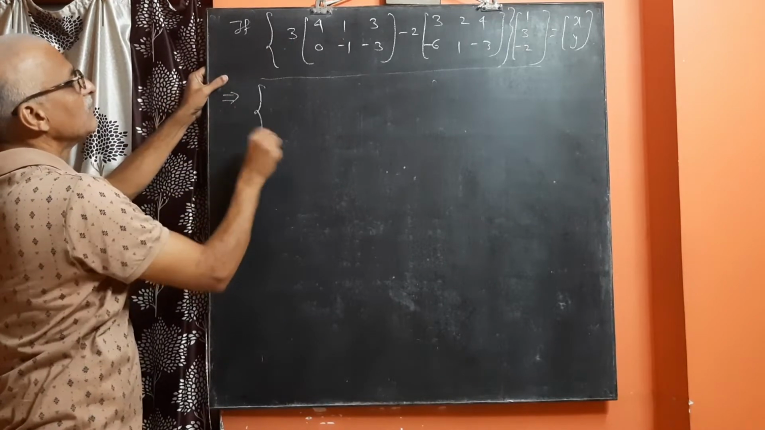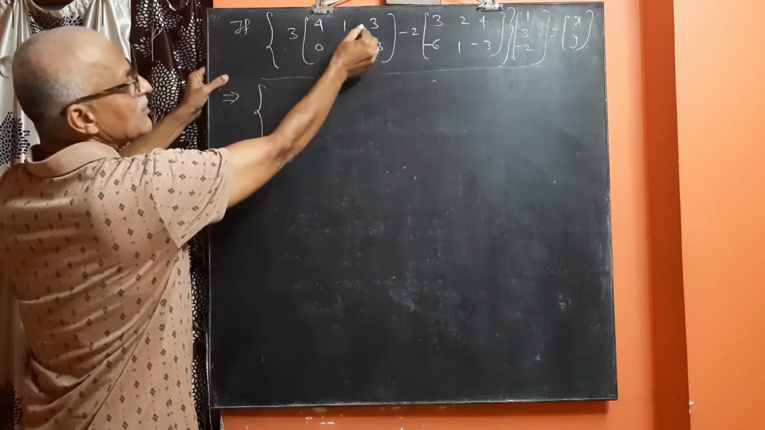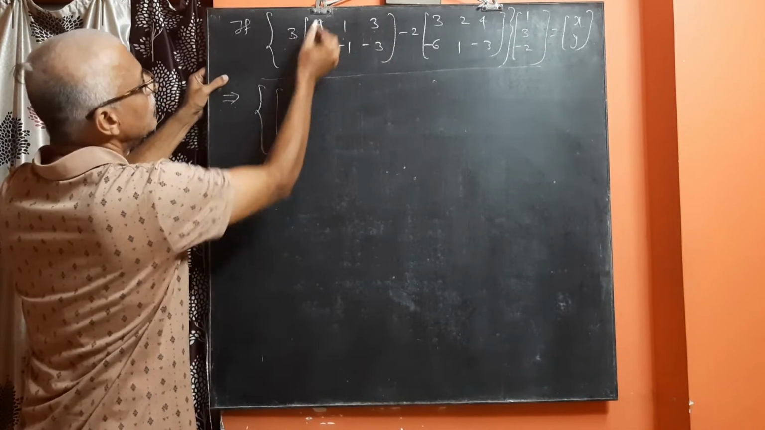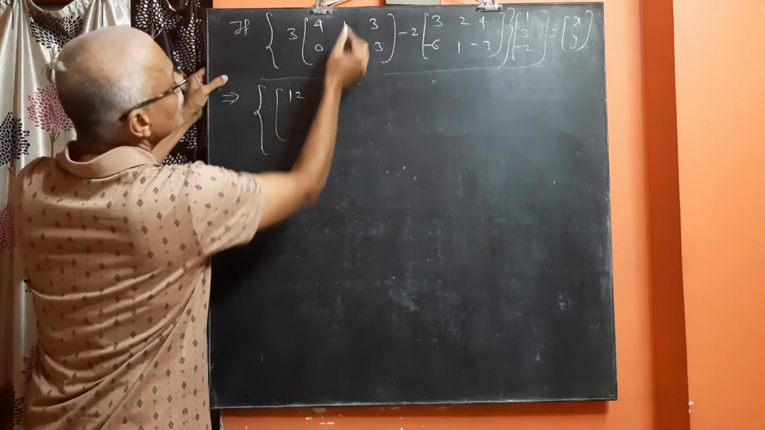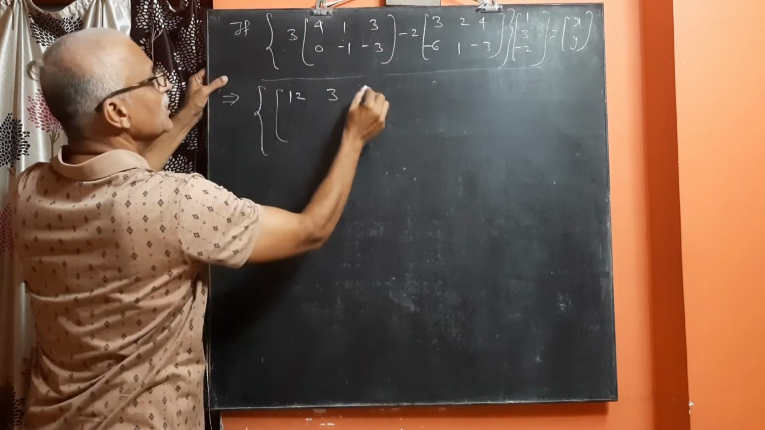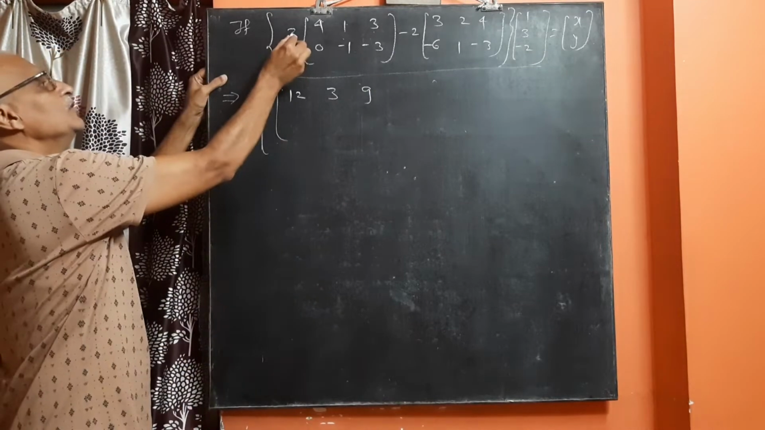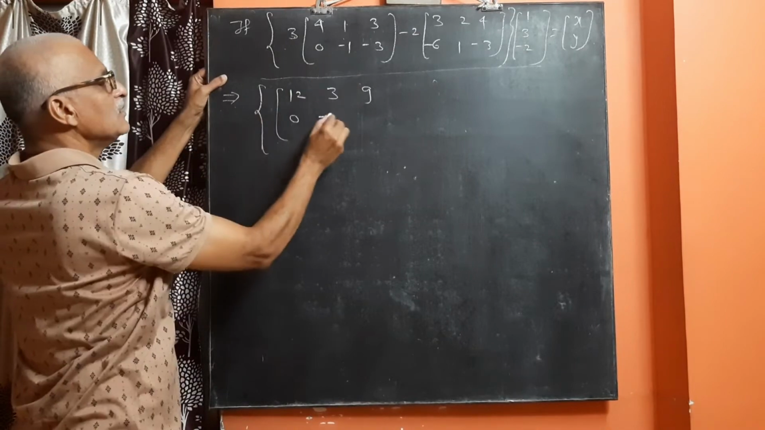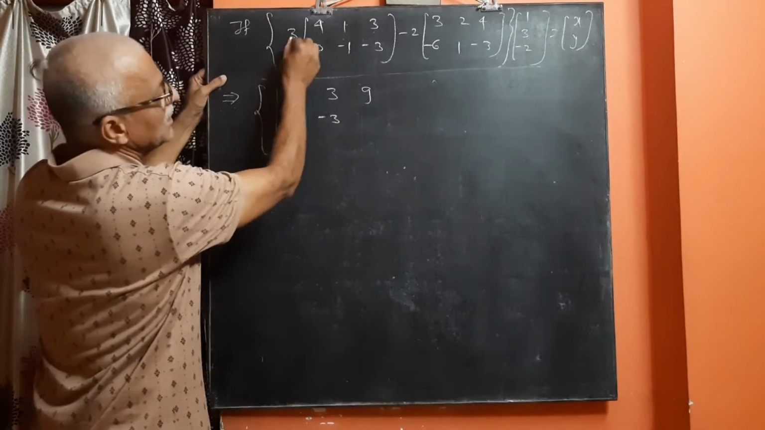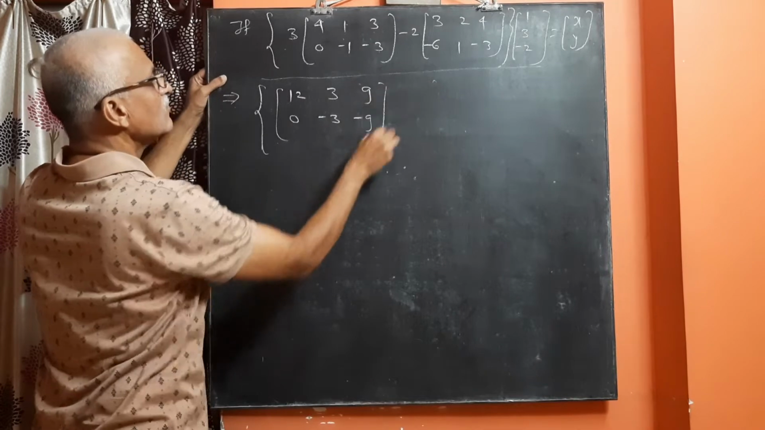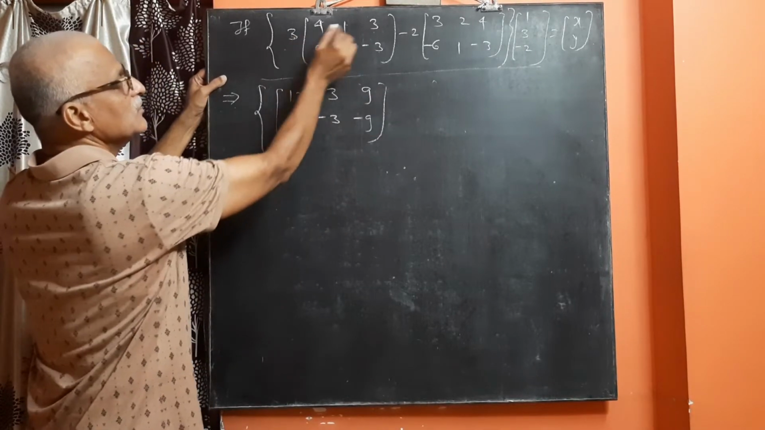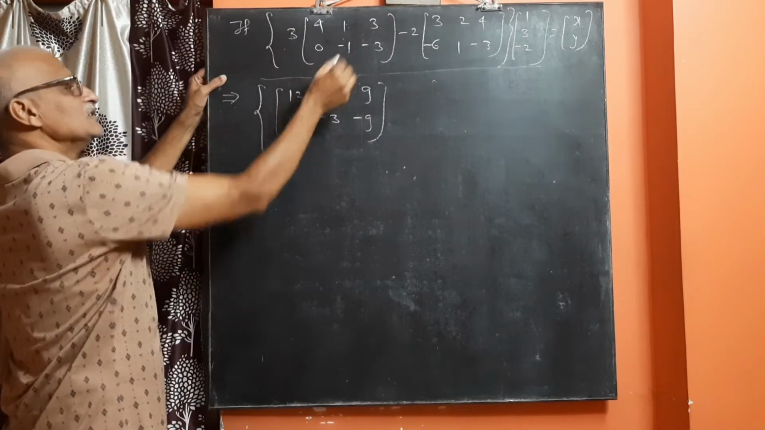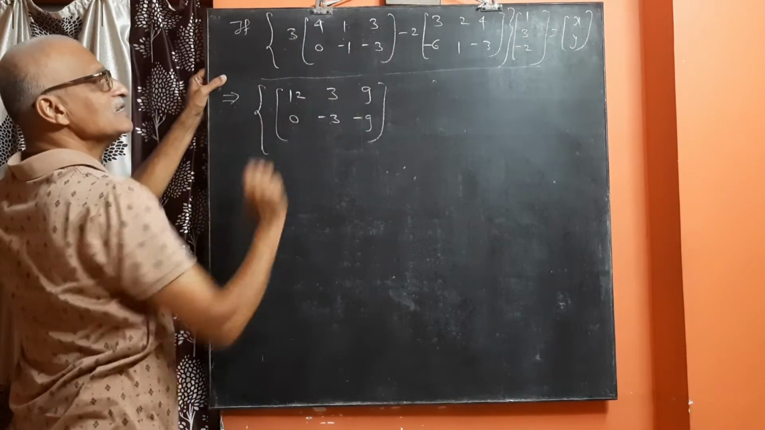In the curve bracket, taking 3 inside of the matrix, ये 3 को मैट्रिक्स के अंदर मल्टीप्लाई करो, you get matrix of 3 into 4 12, 3 into 1 3, 3 into 3 9, 3 into 0 0, 3 into minus 1 minus 3, 3 into minus 3 that is minus 9. See here, 3 into 4 12, 3 1 3, 3 3 9, 3 0 0, 3 minus 1 minus 3, 3 minus 3 that is minus 9.